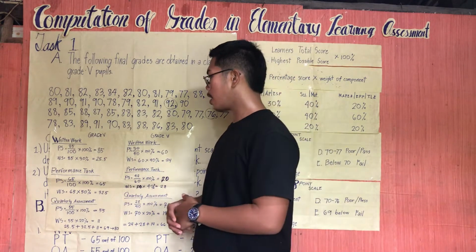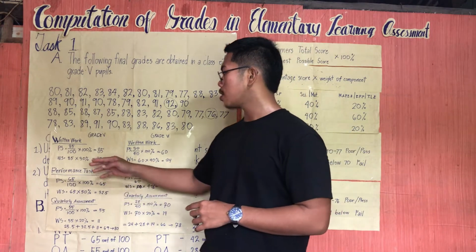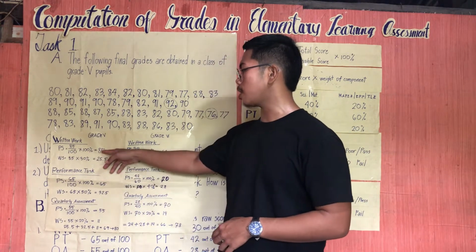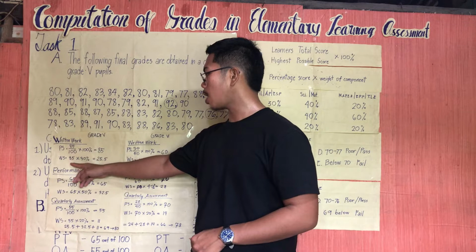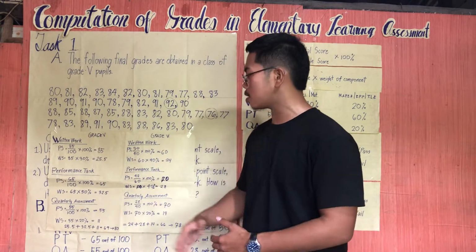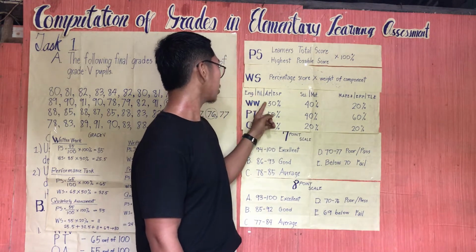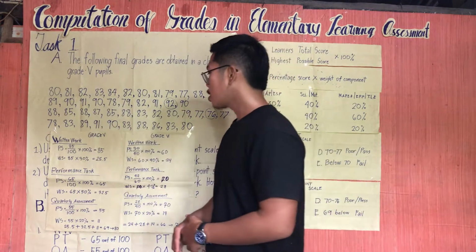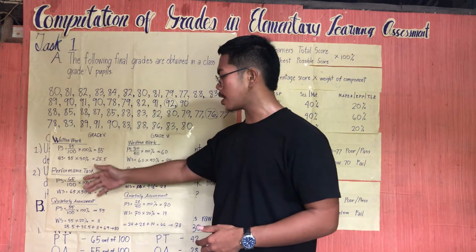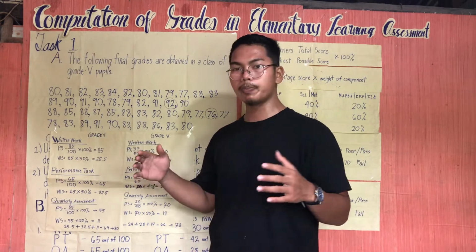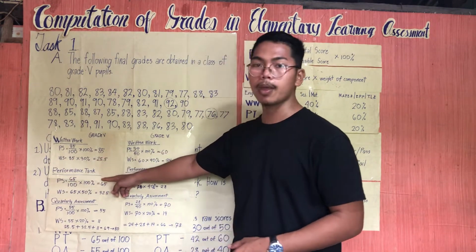Now we will continue with the weighted score. So how will we get the weighted score? We get the percentage score, which is 85, and we will use this to get the weighted score. Okay, 85 times 30%. Why 30%? Because 30% is the weight of component of English written work. And so on and so forth for the performance task and quarterly assessment solutions. The answer of 85 times 30% is 25.5.